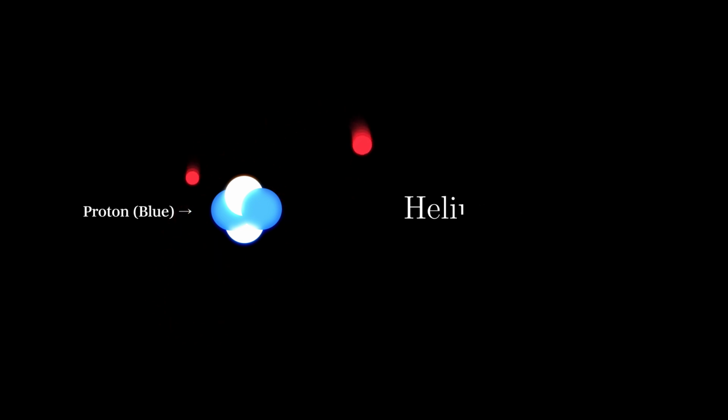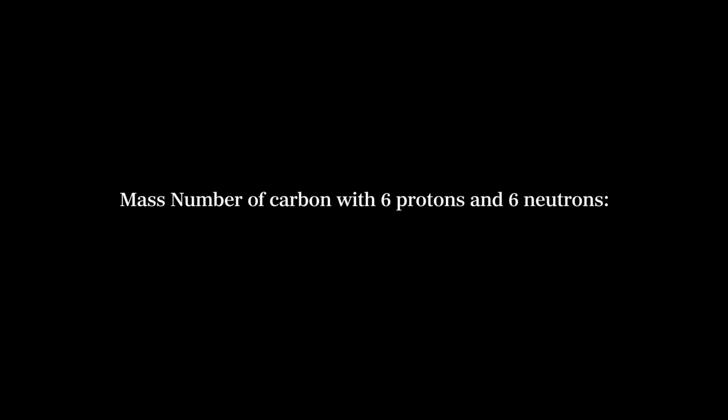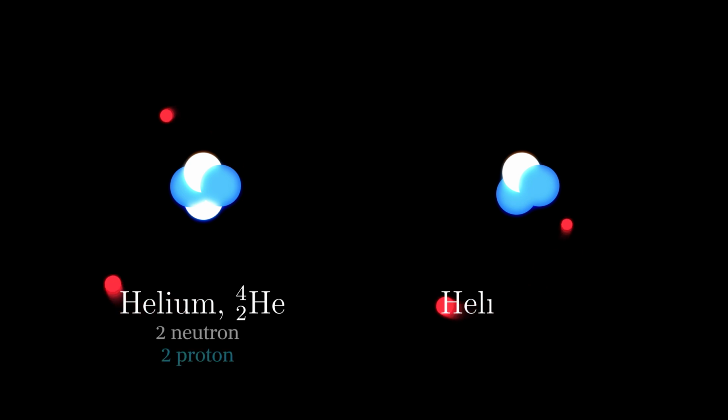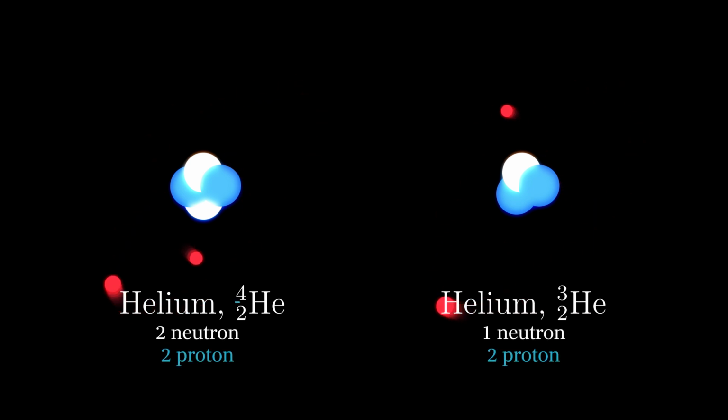The mass number is the sum of protons and neutrons in the nucleus. For example, a carbon atom with 6 protons and 6 neutrons has a mass number of 12. Since elements are defined by the number of protons in the nucleus, the number of neutrons can vary even within the same element. The mass number of an atom is typically shown at the top left side of the element's symbol.